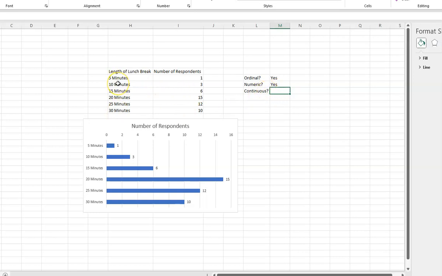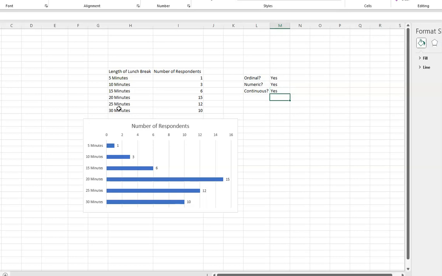Continuous categories would be answering the question, the difference between 5 minutes and 10 minutes is 5 minutes. The difference between 15 minutes and 20 minutes is 5 minutes. The difference between 25 minutes and 30 minutes is 5 minutes. And so the categories are equally spaced, and you can mathematically prove that they are equally spaced. So the answer is yes, it is continuous.